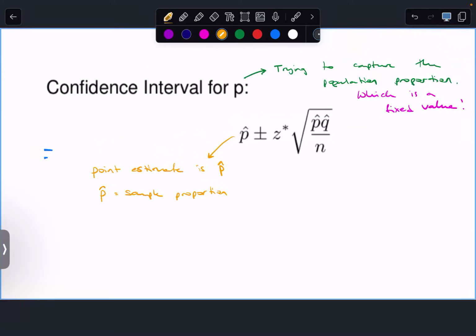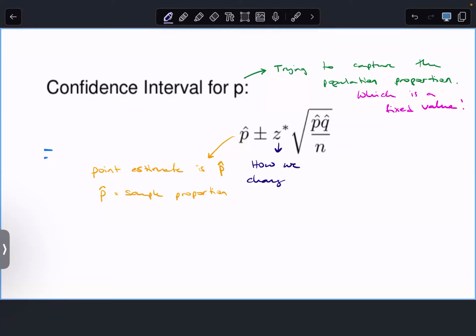Now, Z star is going to be what determines how many standard errors I want to move out, right? So it's really going to communicate the confidence level of our interval. So here, Z star is how we change the confidence level of our interval.